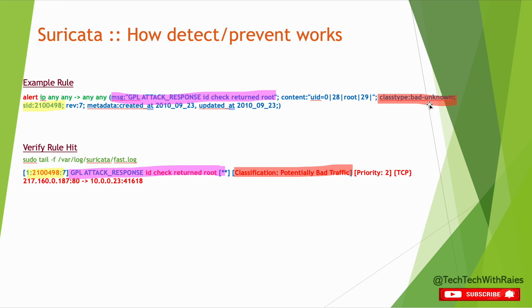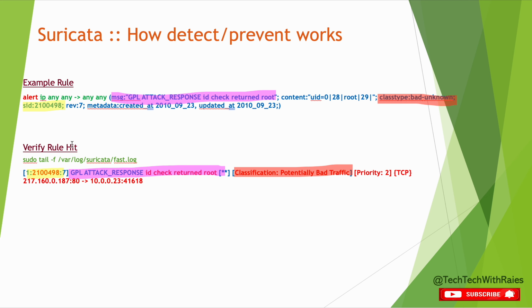This particular message will show. For example, if we have sent a packet with the root username, this rule will be hit, and this particular line will be saved in the fast.log. If you can see from here, this is the signature ID. This signature ID is logged. This is the message, GPL attack response ID check returned root. This will be logged in the fast.log. And you also see the classification, bad unknown, it will print.